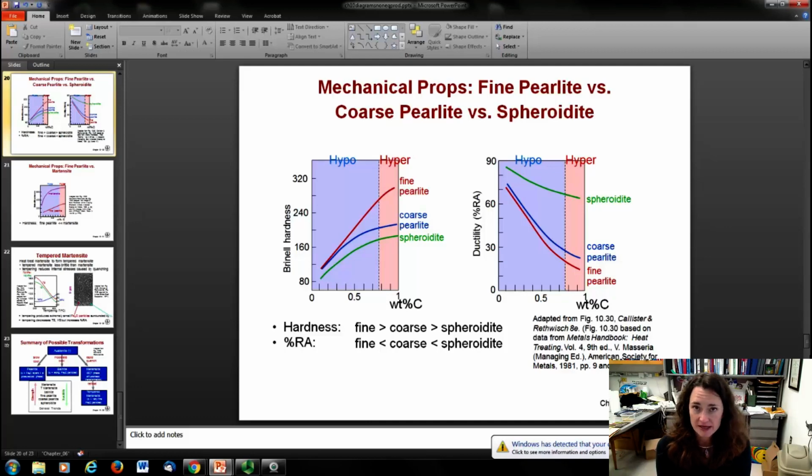In fine perlite, there's more boundaries, and in coarse perlite, there's fewer boundaries. So coarse perlite is going to be less hard and more ductile than fine perlite because there's more boundaries in fine perlite. Okay. Also, spheroidite has the particles concentrated in these little spheres. Okay, so there's even fewer grain boundaries for that, and so the spheroidite is going to be less hard and more ductile than either of your perlites.